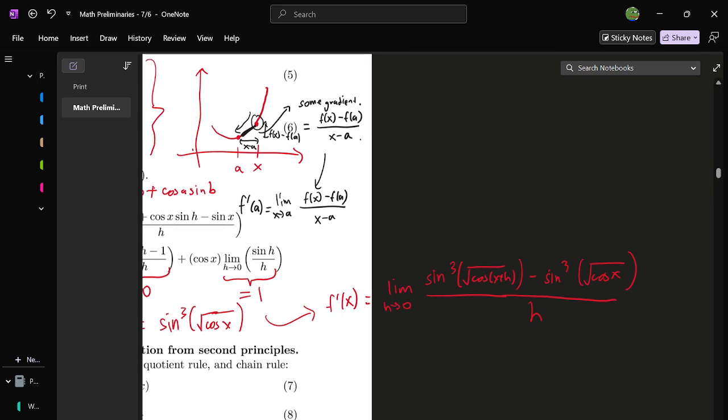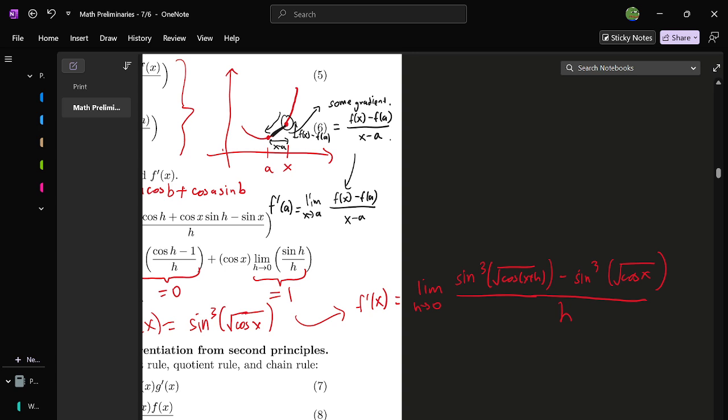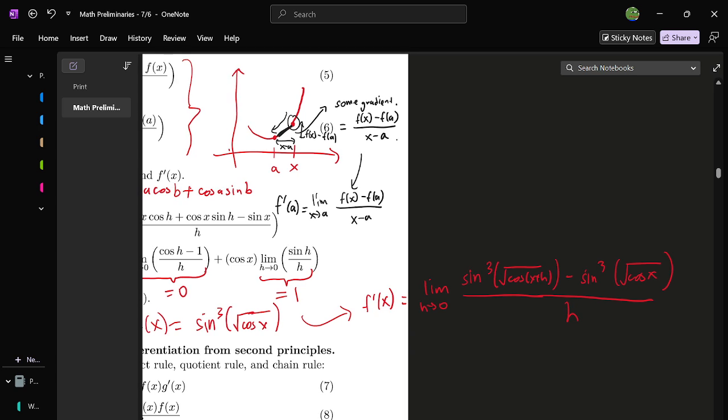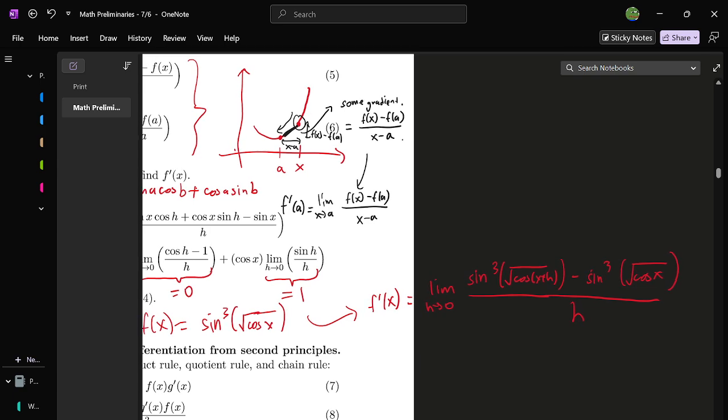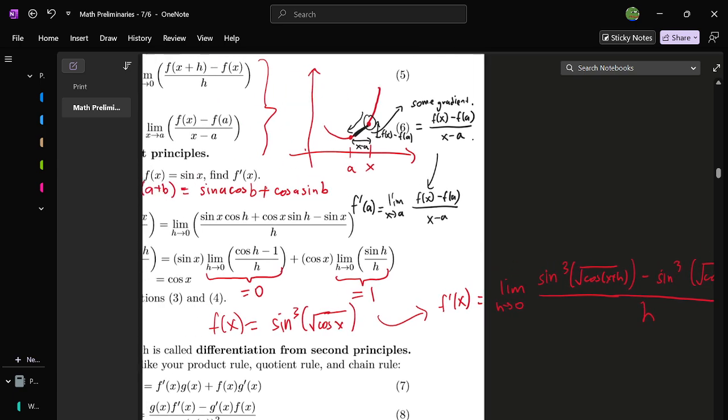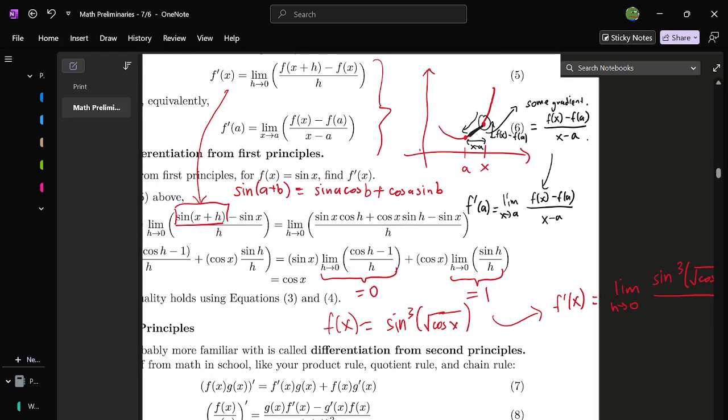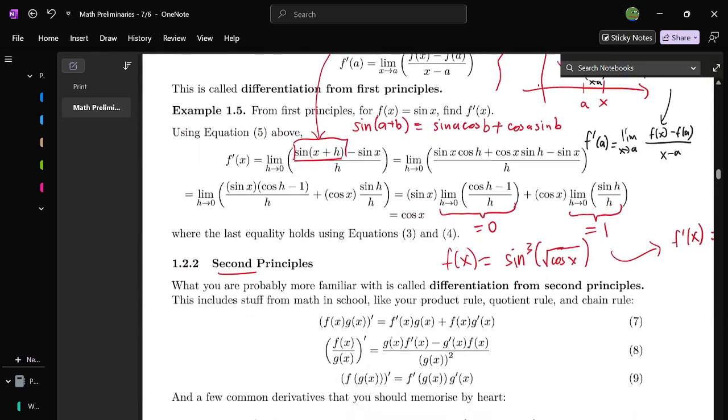Yeah, no one would want to do this. This is honestly a huge pain to evaluate. While this is technically correct, there are much better ways of doing this, rather than using a limit. And that's why we introduce the second principles.